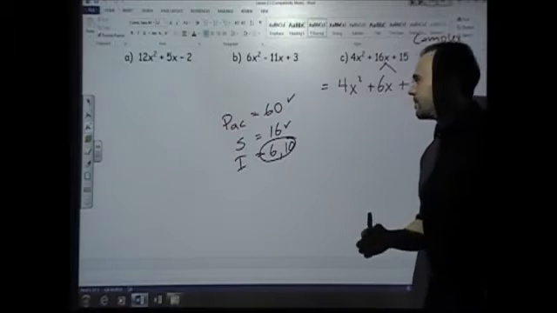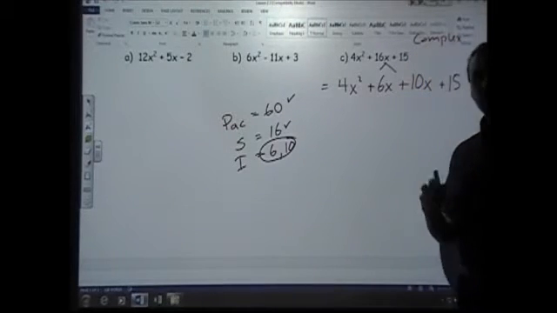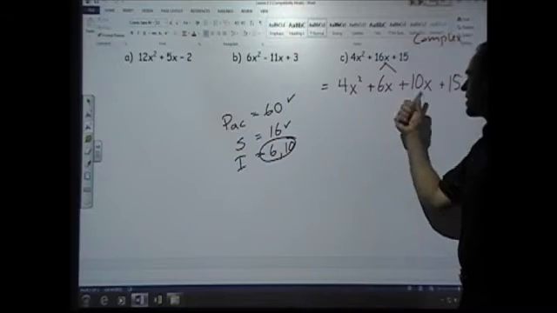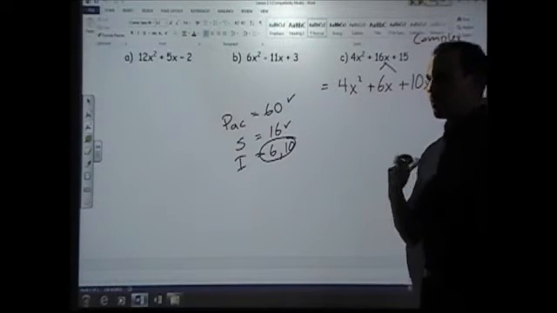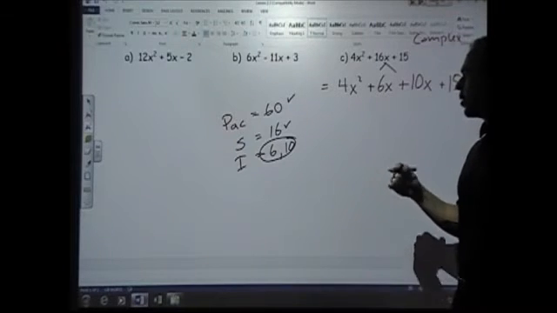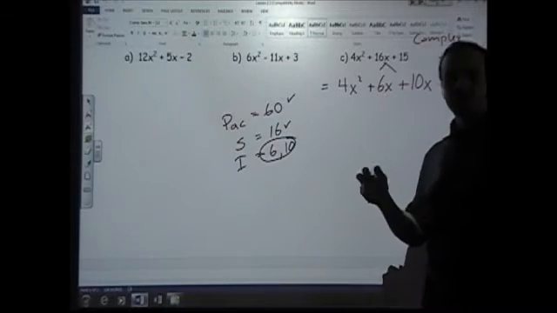People ask me all the time, does it matter which one you put first? No, it does not. If you put the 10x instead of the 6x first, you would still be factoring by grouping. You'll still get the right answer, but in a different way. Your brackets will be different than mine.